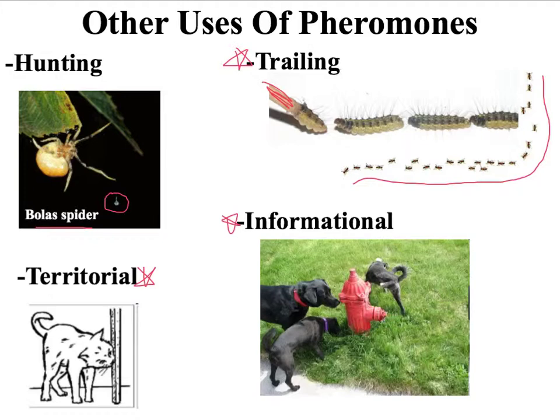And in actuality, it's this bolas spider, and what they do is they throw this sticky silk blob at that moth and hopefully catch it. So they're actually using chemical communication as a predatory strategy to fool moths.